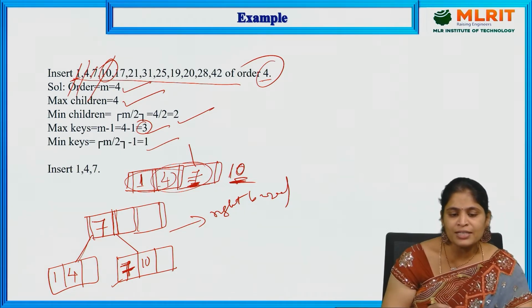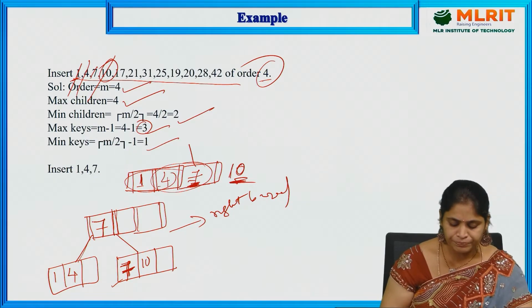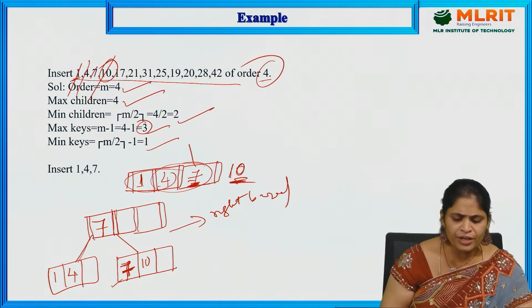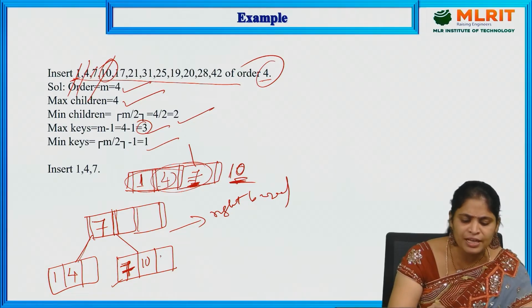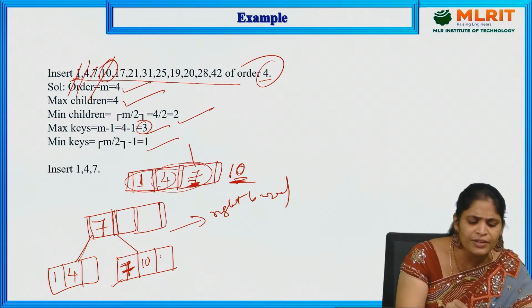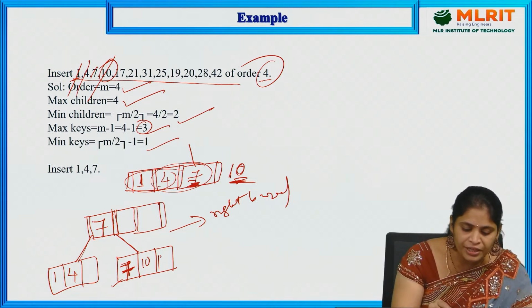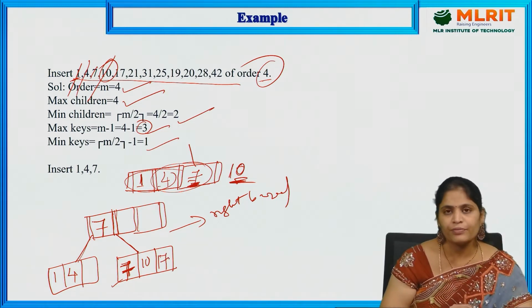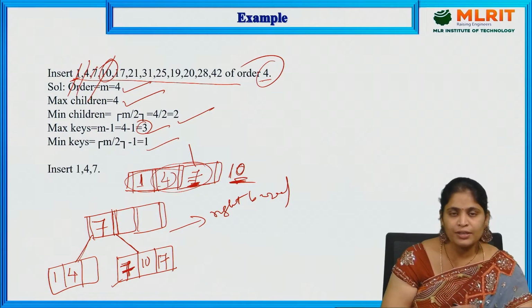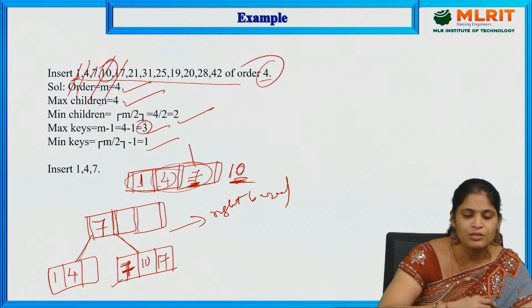Now, what is my element? 17. 17 I have to insert. Okay. So, where should I insert 17? Here itself I can insert 17. Why? From the root node we need to search, right? So, 17 is greater than 7? Yes, it is greater than. So, I should choose the right pointer here. Okay. Then I can insert 17 here itself. Why? Because the place is there in that particular leaf node. 17 I have inserted. This is also completed.